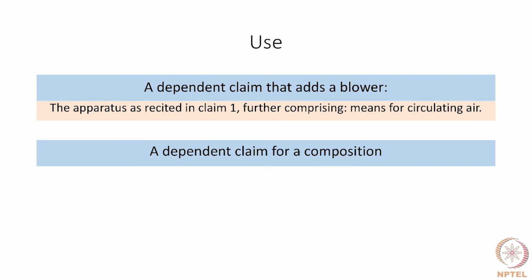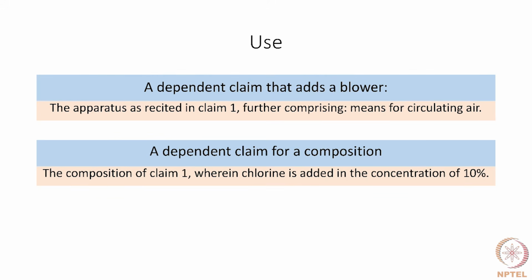A dependent claim for a composition: a composition of claim 1 wherein chlorine is added in the concentration of 10%. So you can see that "further comprising" in the first example and "wherein" in the second example are transitions used to denote a dependent claim. And the fact that it is preceded by a cross-reference, which is claim 1, tells us that it's a dependent claim.